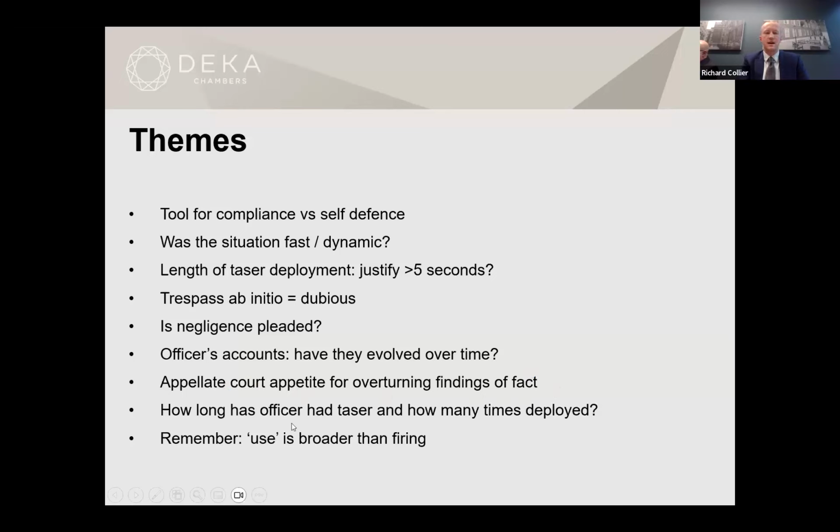from findings of fact. How long has the police officer had the taser, and how many times have they deployed it? So if they've been taser trained and had a taser for 9 years but only used it twice, that might be a good factor suggesting that they're not a kind of trigger crazy bully. And remember that use is broader than simply firing and shocking with the taser. It includes other things as well, like even withdrawing and pointing.